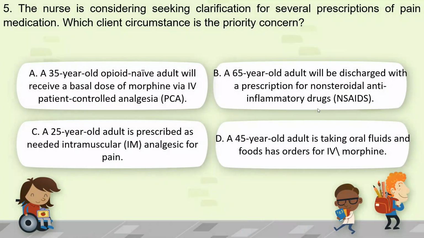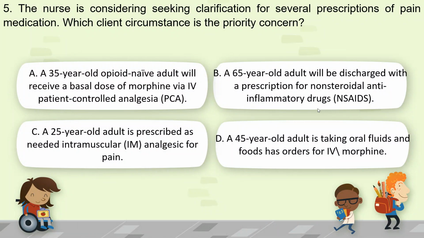Five. The nurse is considering seeking clarification for several prescriptions of pain medication. Which client circumstance is the priority concern? A. 35-year-old opioid naive adult with a basal dose of morphine via IV patient controlled analgesia. B. A 65-year-old adult who will be discharged with a prescription for non-steroidal anti-inflammatory drugs. Letter C, a 25-year-old adult is prescribed as needed intramuscular analgesic for pain. Or letter D, a 45-year-old adult is taking oral fluids and foods, has orders for IV morphine.